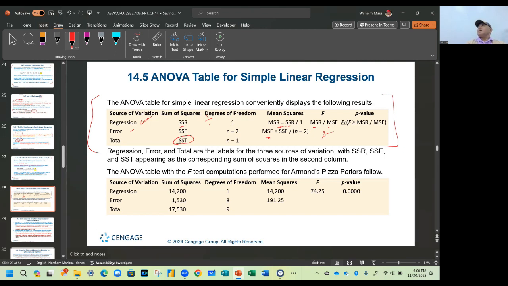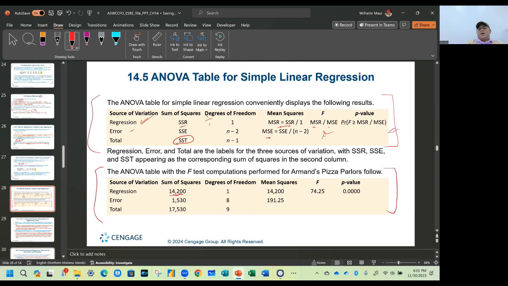Now we know that to get the p-value, you can use the table, but it's quicker and much more accurate if we use the F function in Excel to come up with the probability associated with the F statistic. So if we translate, or substitute, the corresponding values from our Armand's Pizza example, we see that the regression, these were computed before.